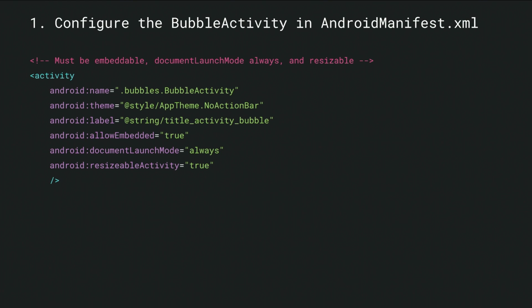Here we have our activity definition in the Android manifest. There are 3 things you need to have set on your activity for it to bubble. It needs to be embeddable, it needs to be document launch mode always, and it needs to be resizable. If your activity fails any of these checks, your notification won't bubble. It'll just show as a normal notification.